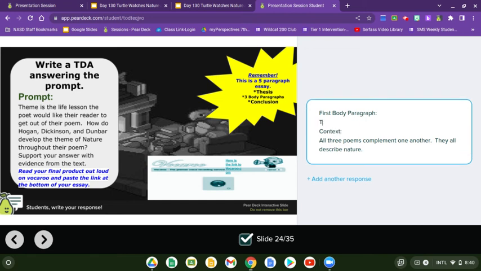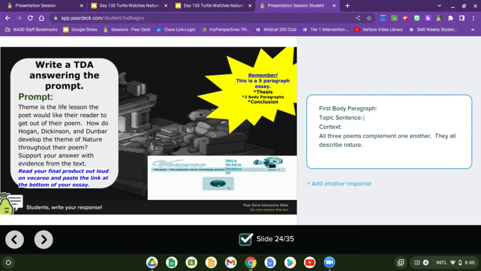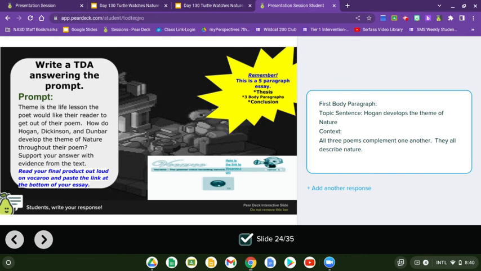So let's say your topic sentence is you focusing on just the first poem. Perhaps it's going to be the Hogan one, right? And you're saying something along the lines of Hogan develops the theme of nature's importance using imagery, let's say, right? The imagery of the turtle swimming alongside the human being. And then context is sort of built up to the quote from the poem you're going to use. All three poems complement one another. They all describe nature.